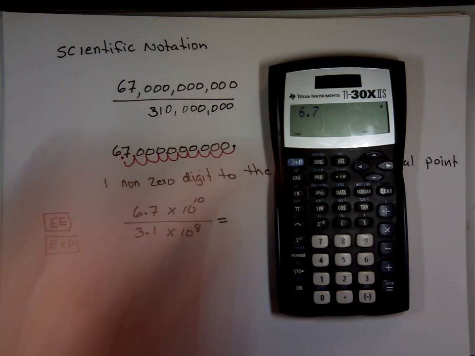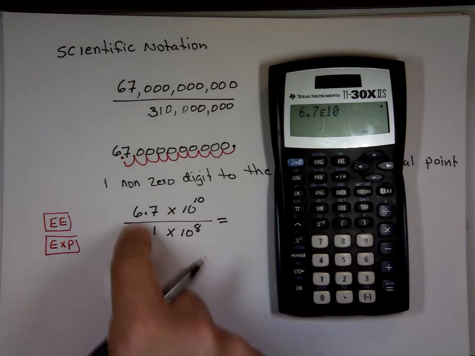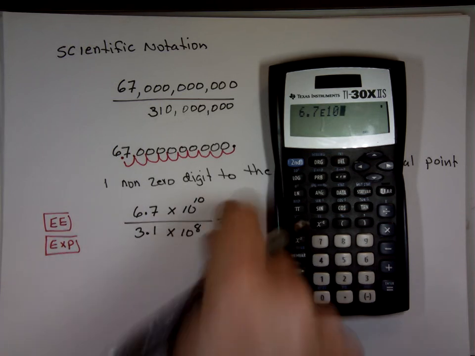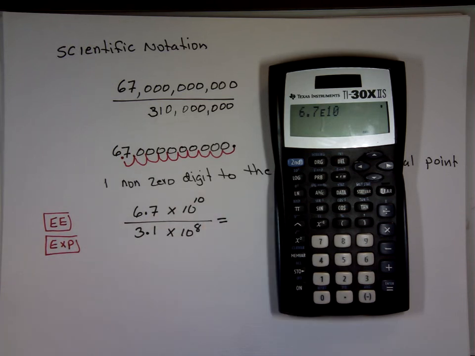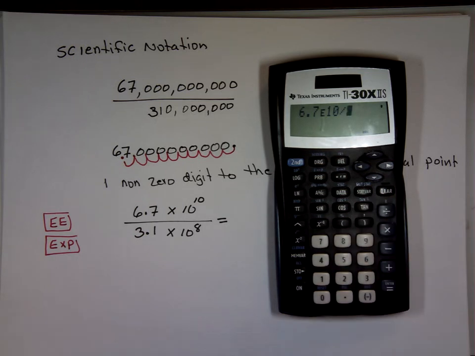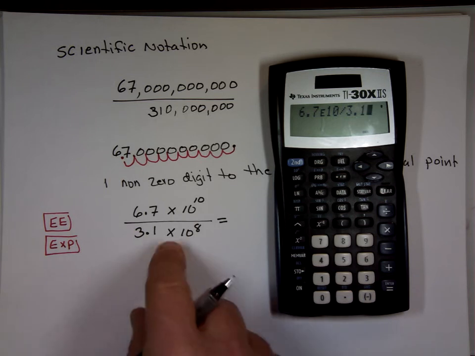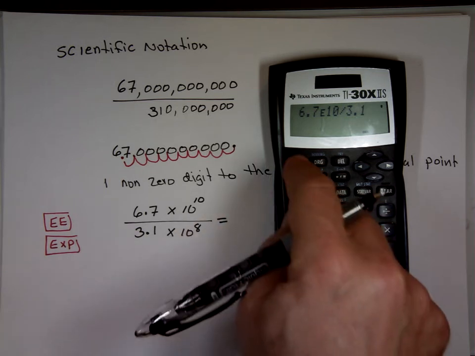Notice how the calculator puts E? E here means 10 to the power. So I just got to write the power 10. To the machine, that's 6.7 times 10 to the 10. So look for EE or EXP on your calculator. Now I got to divide that, notice plenty of space now, by what? 3.1 EE, again, second, and the power of 8.